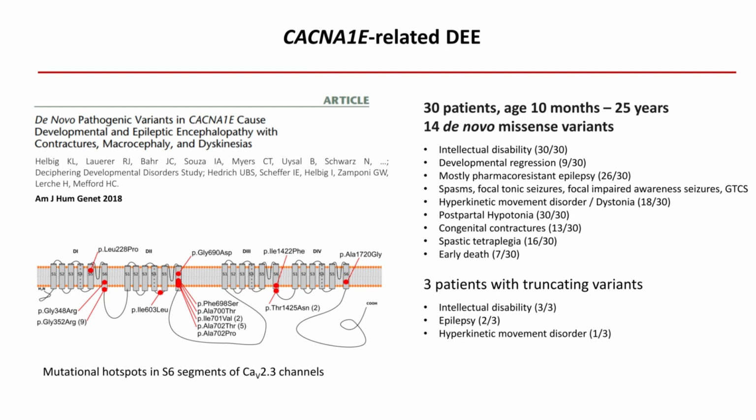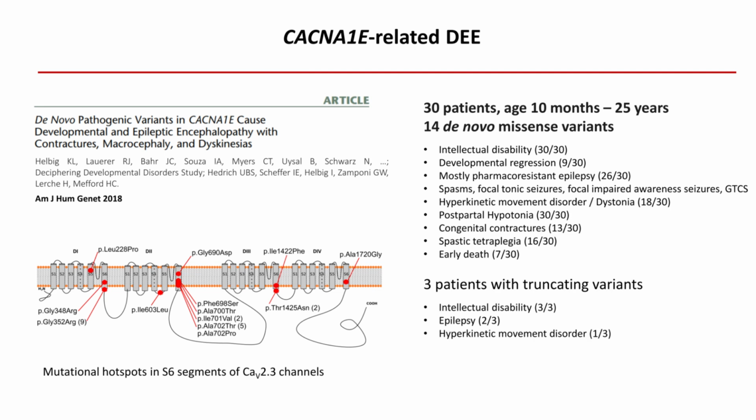The phenotype was severe intellectual disability, developmental regression, mostly pharmacoresistant epilepsy, so only a few responded to pyramid. Then spasms, focal tonic seizures, focal impaired awareness seizures, and generalized tonic-clonic seizures were the seizure types. There is an additional hyperkinetic movement disorder. The children move, many of them all the time, and for many there is a postpartal hypotonia, so less tonus, and the muscles are weak and flexing.